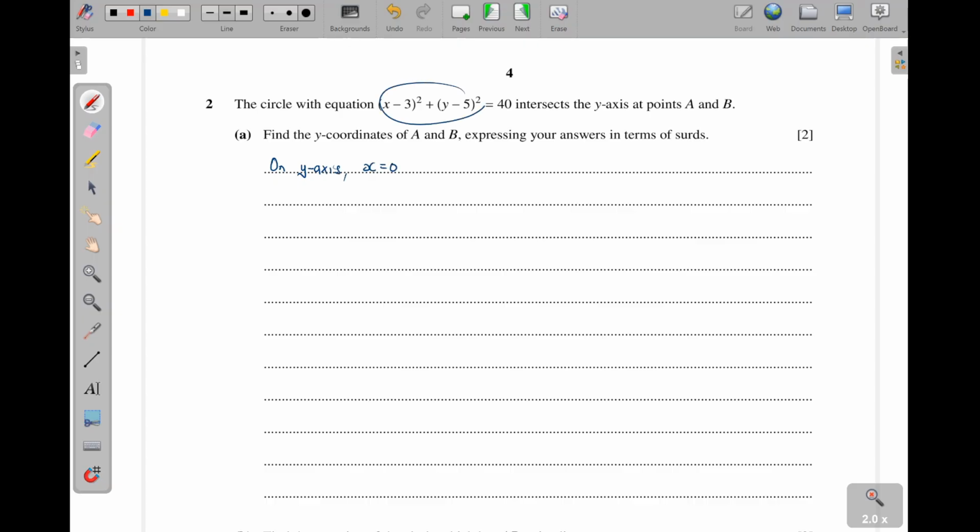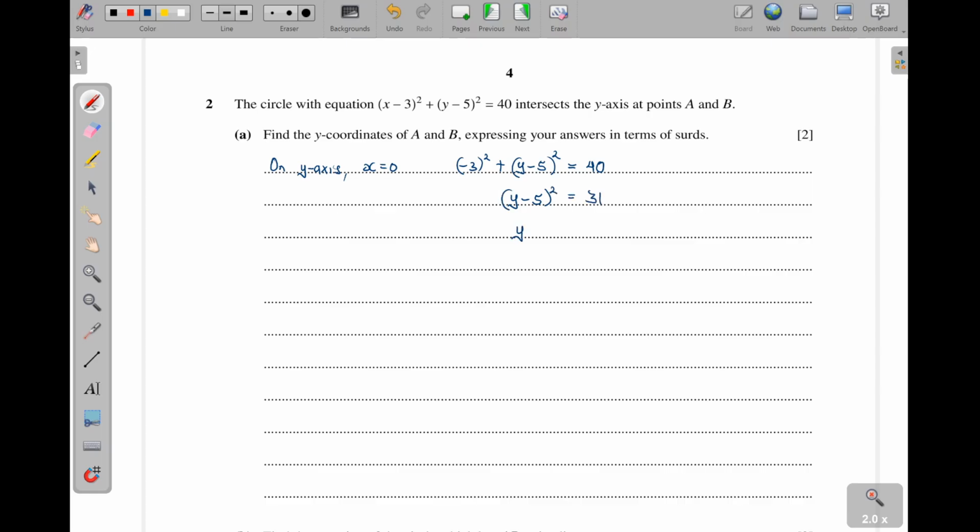0. Now substitute here. That means we shall have -3 squared, which will give us a +9. Then (y - 5) squared. If you want, you can even expand this one here, but I'm going to use the simplest solution. So the next thing is to take this other side: 40 minus 9, we shall get 31. So (y - 5) squared shall be equal to 31.